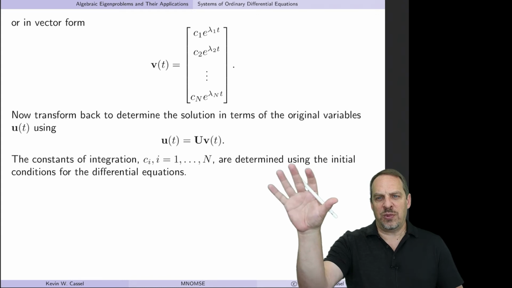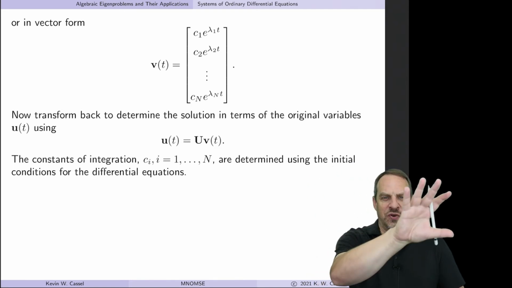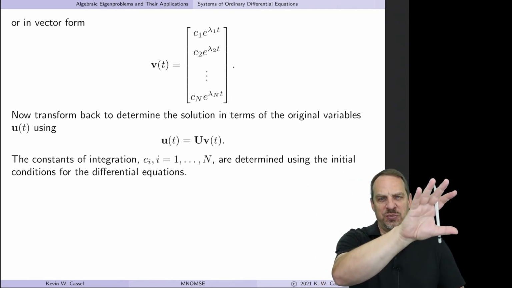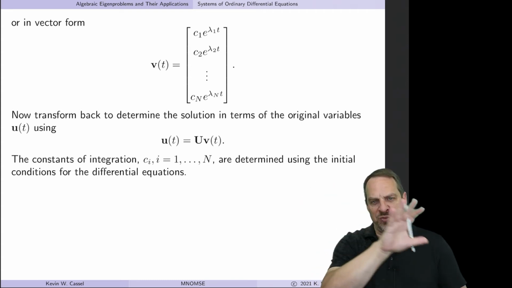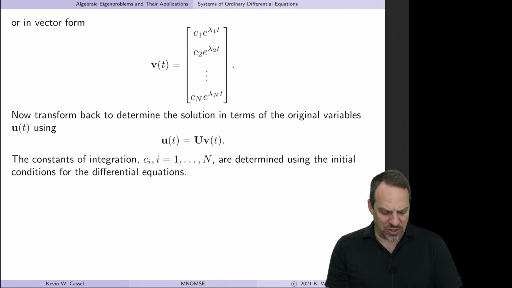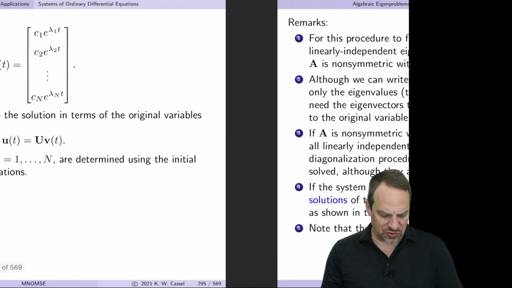So we took our hard problem, a fully coupled system of capital N linear ODEs, converted it to a much easier system, fully uncoupled, solved it, which is very straightforward, and now we need to convert that back from the V variable to the original U variable. To do that, I have my solution for V, that's right here. I pre-multiply by the modal matrix U, and I get the solution in terms of the original dependent variables U1 through Un, and then we're done. If I have initial conditions, then I can get my C coefficients, the constants of integration, as well.